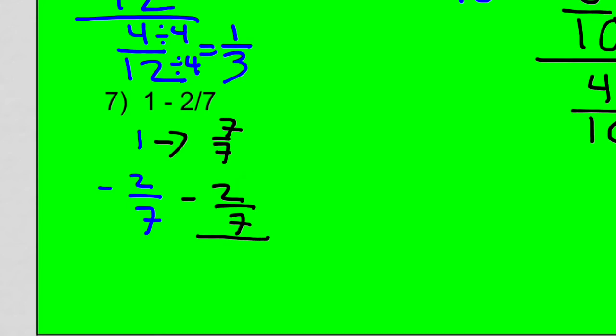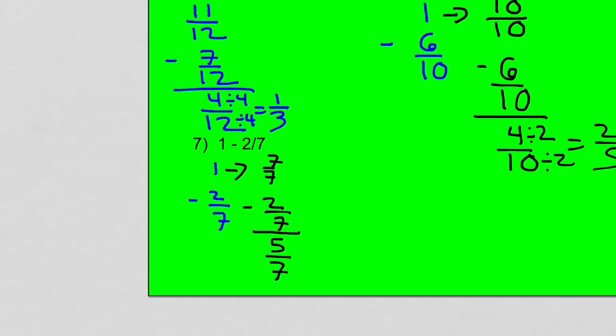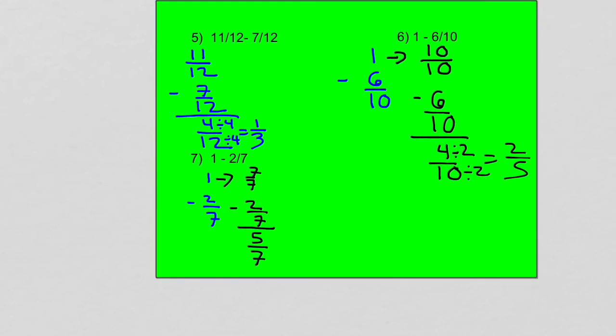7 take away 2 is 5, and the common denominator is 7. Now, these are both prime numbers, so the only number I can divide into both is 1. And I always tell the kids, when you can only divide by 1, you're done. This fraction's in lowest terms. So, adding and subtracting fractions.